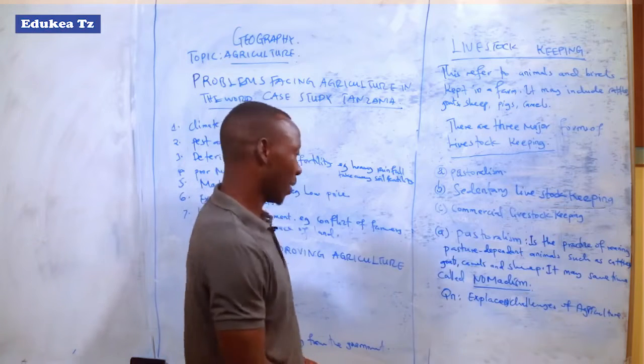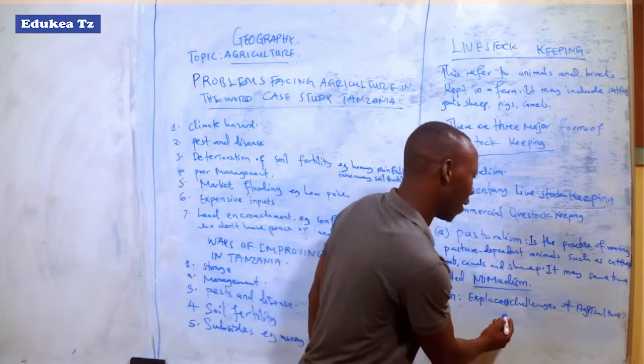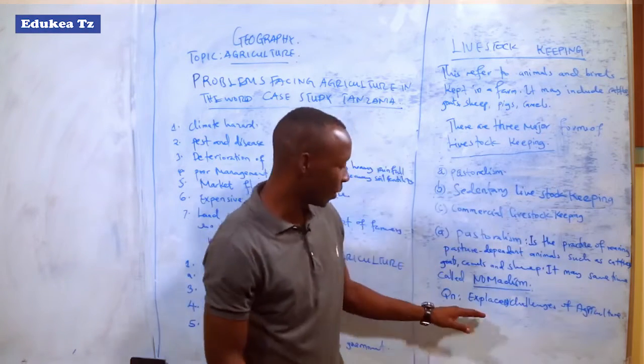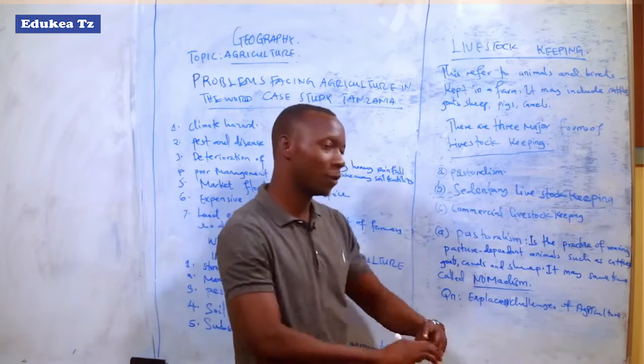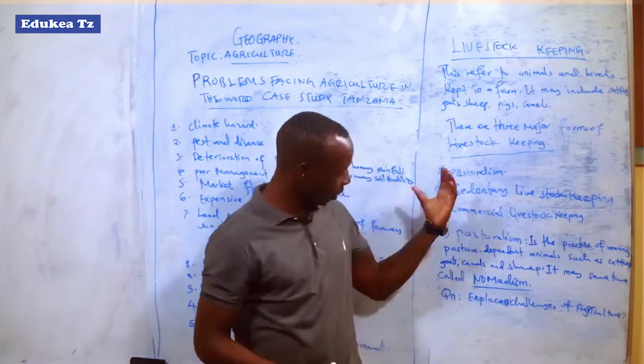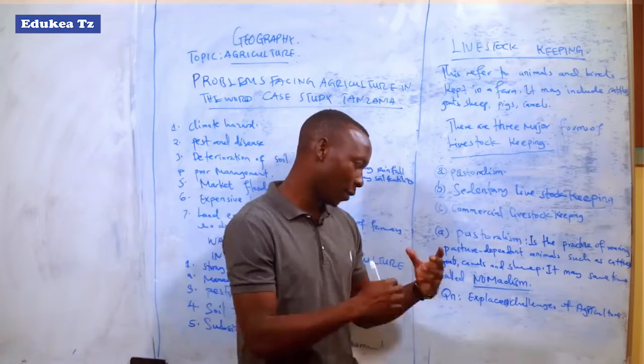So after looking at that, my dear students, before we wind up the session, let us see the question. Explain five challenges of agriculture or problems of agriculture. These are challenges which face agriculturalists or agriculture in general. So read your notes and then you will answer this question at the end of the session.